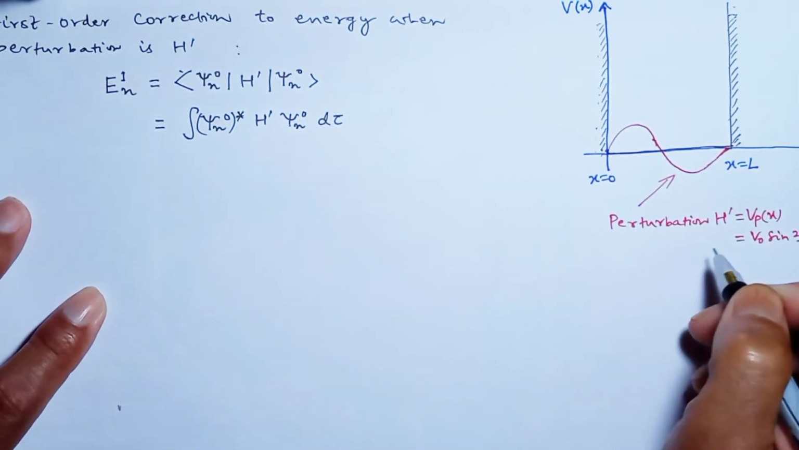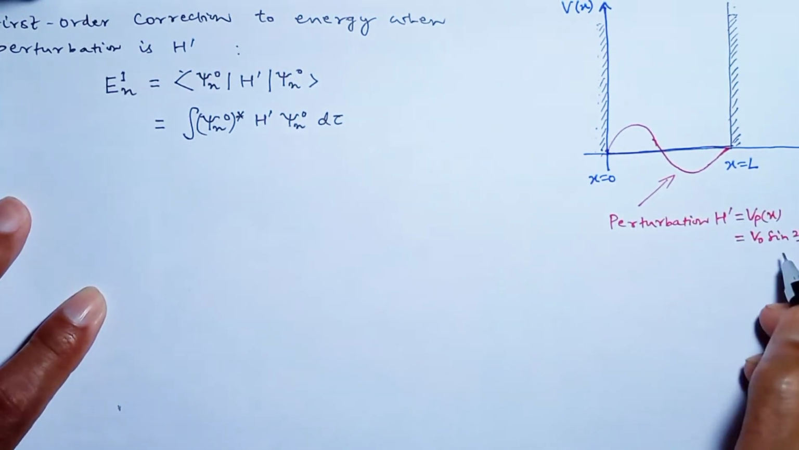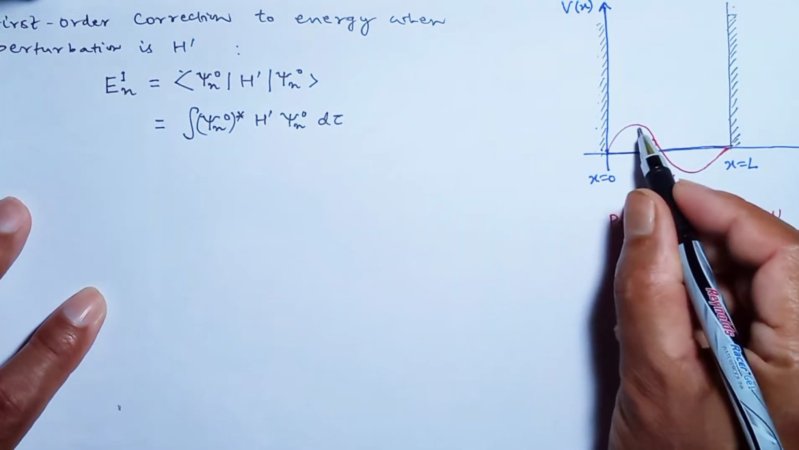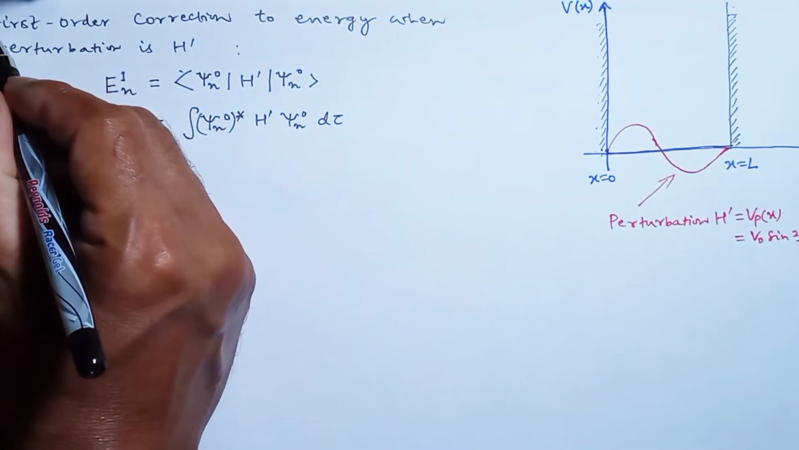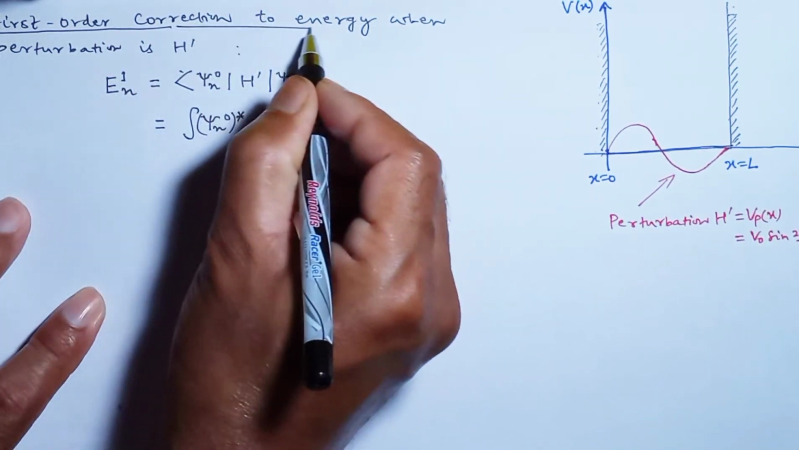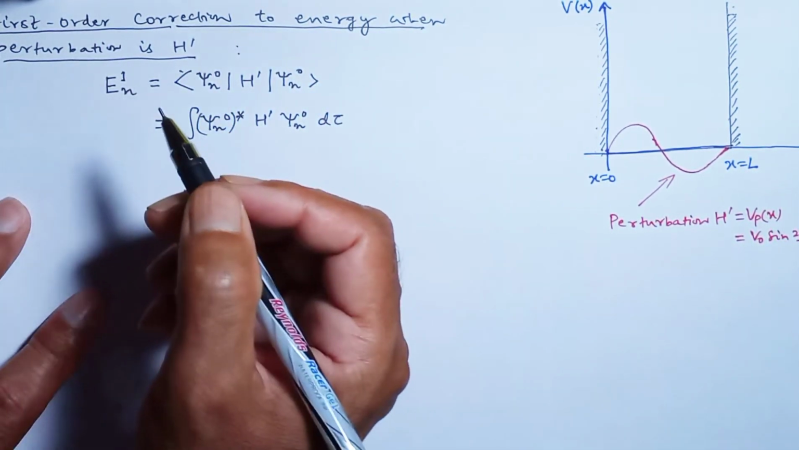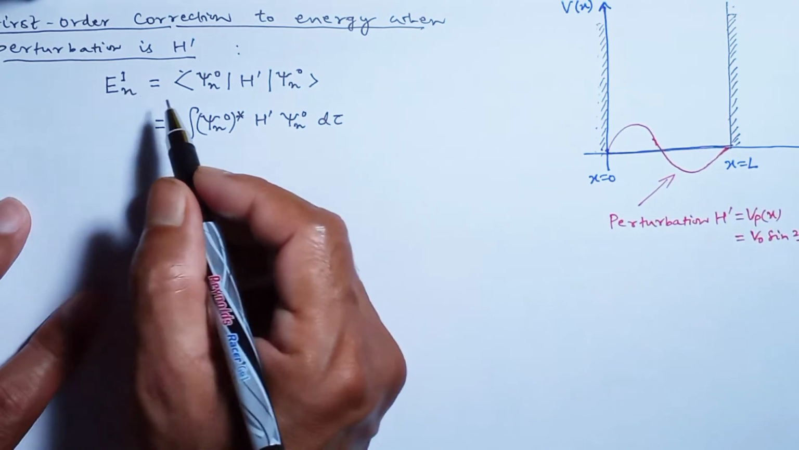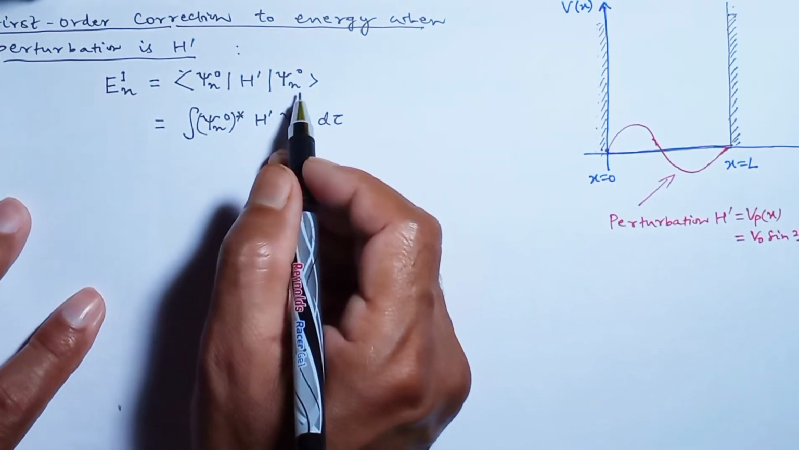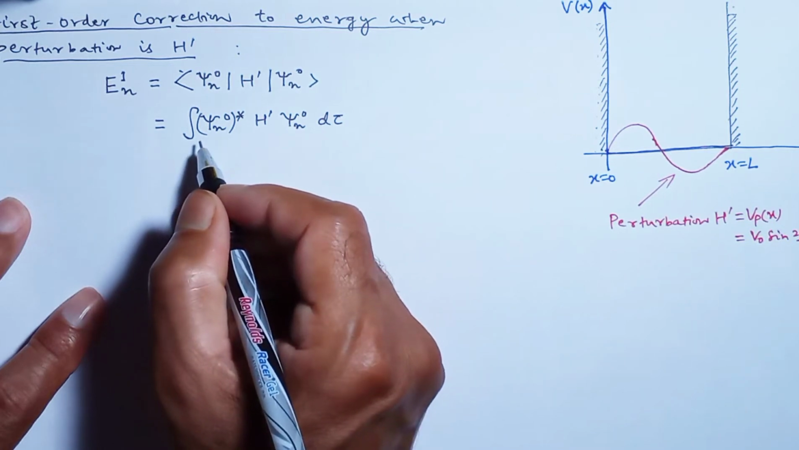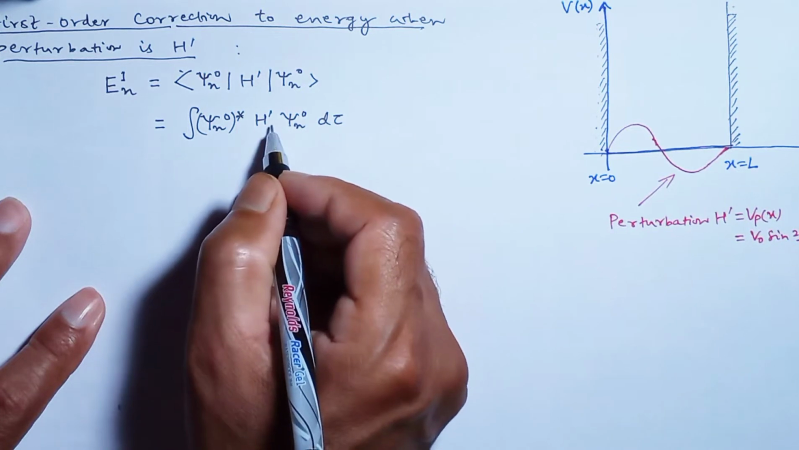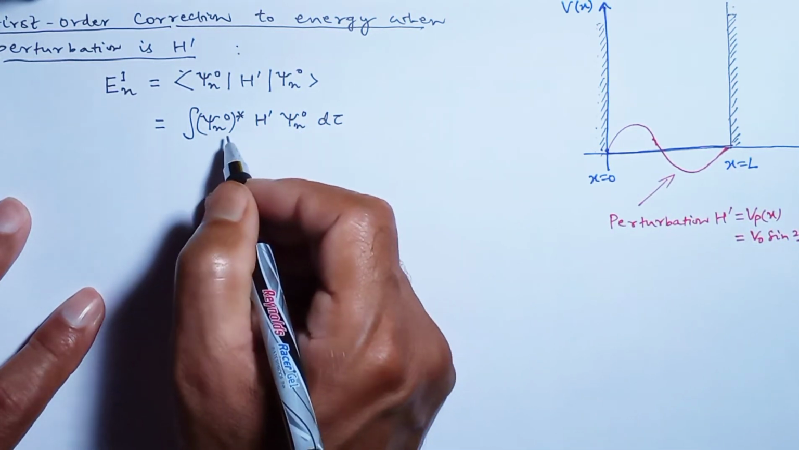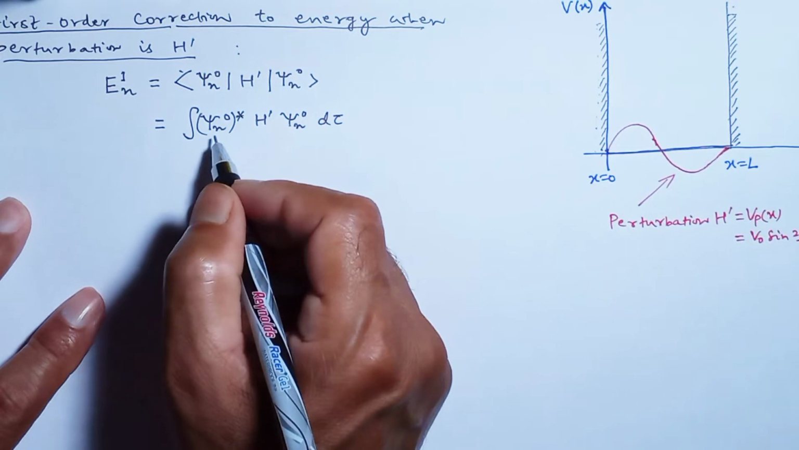And we are applying a perturbation H prime equals V(x) equals V0 sin 2 pi x upon L. So it is a sine function. So this is the perturbation. Now the first order correction to energy when perturbation is H prime may be written as En1 equals bra psi n0, H prime, ket psi n0. In terms of integral, it may be written as integral of psi n0 star H prime psi n0 d tau, where psi n0 star is the conjugate of psi n0.